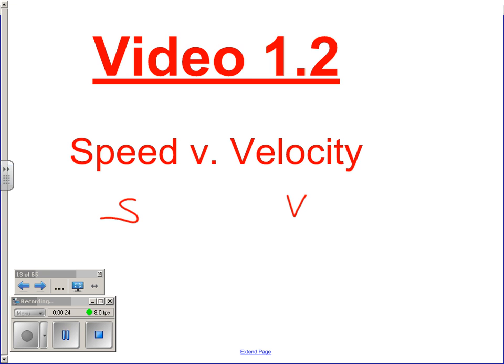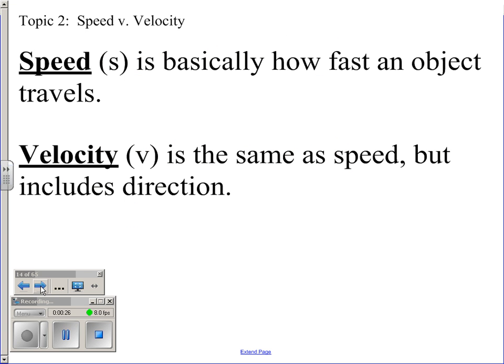So probably the easiest thing to do here would be to give you a couple definitions. Take a second, jot these down. Speed, the symbol for speed, like I just said, is a lowercase letter s. You all know what speed is. Speed is basically just a measure of how fast an object is traveling. It tells you how fast the object is moving.